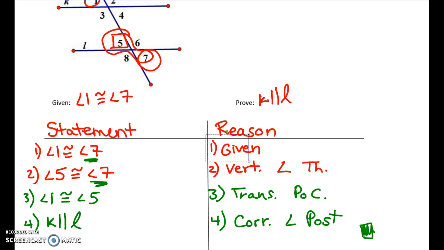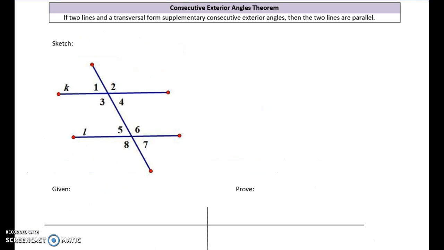Let's look at our last proof. If two lines and a transversal form supplementary consecutive exterior angles, then the two lines are parallel. So my conclusion, two lines are parallel, we like that, K parallel to L. Now let's talk about the beginning of it, supplementary consecutive exterior angles. So I want consecutive exterior angles. I'm liking 1 and 8, and I want to say that they're supplementary. Angle 1, supplementary to angle 8.